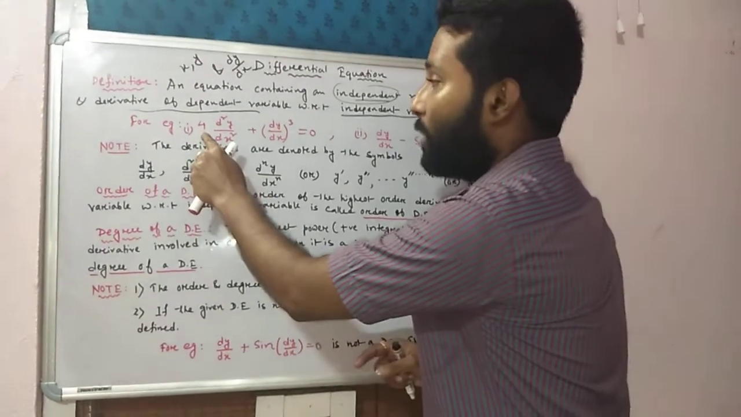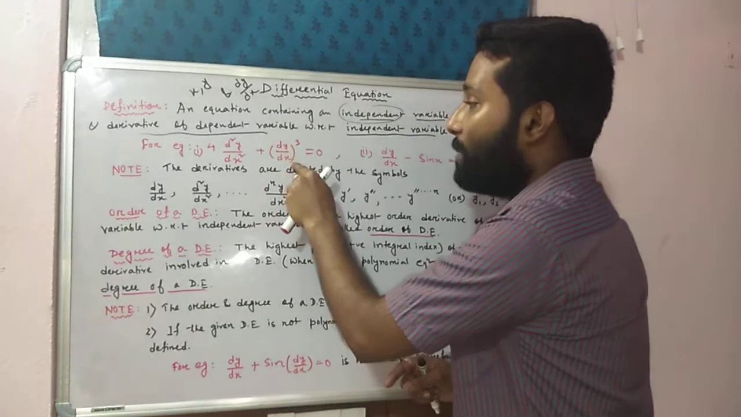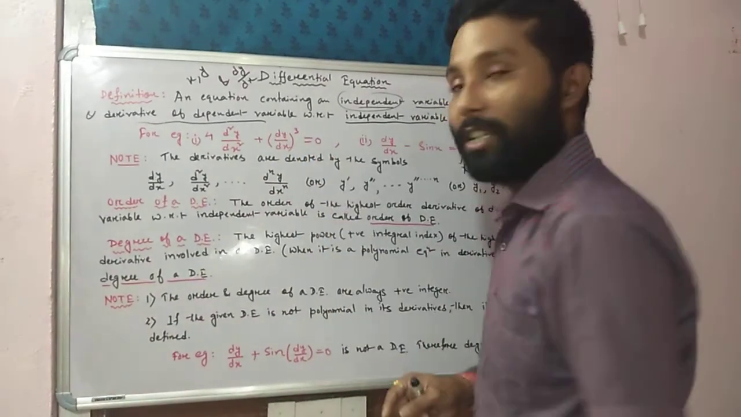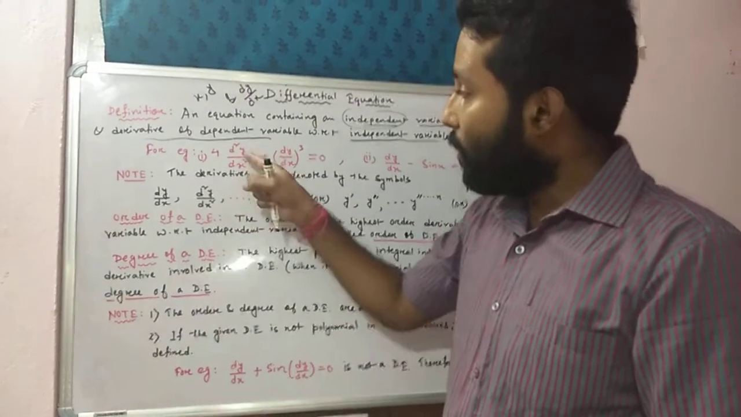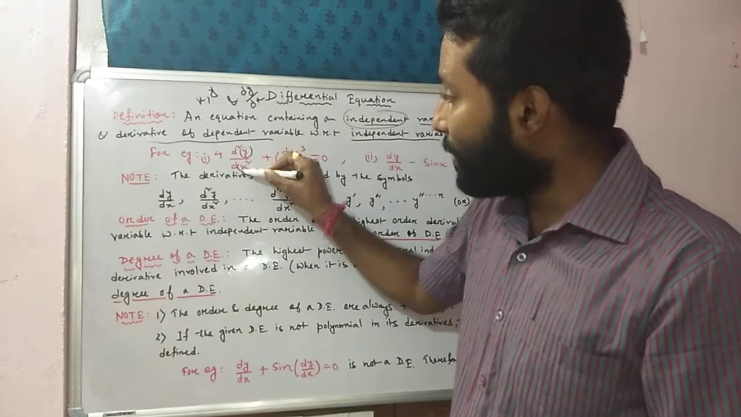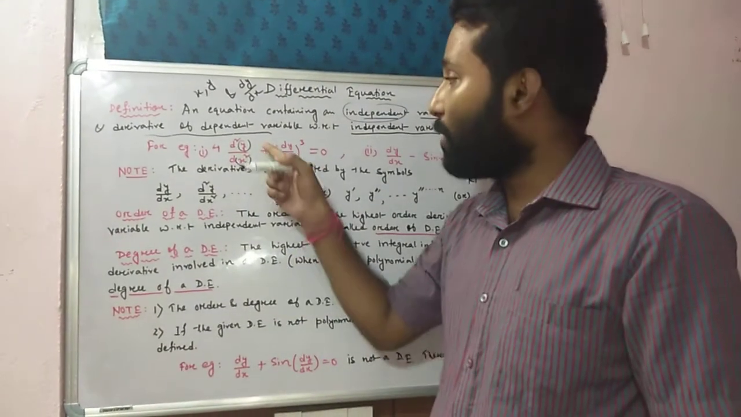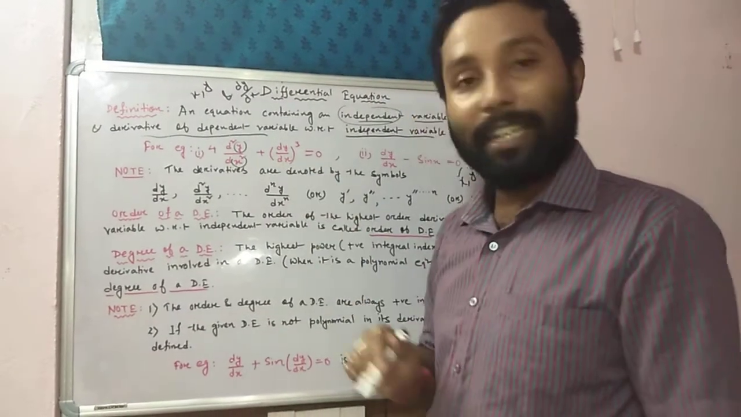Okay, so 4 into d square y by dx square plus dy by dx whole cube is equal to 0. This is a differential equation. Here one dependent variable is there, so the dependent variable is y, the independent variable is x, so there is a derivative of the dependent variable with respect to the independent variable, so this is a differential equation.